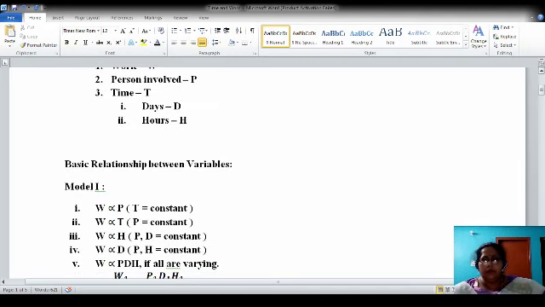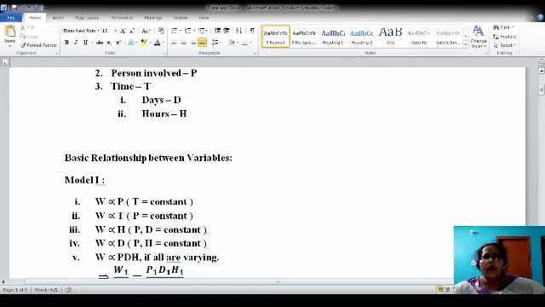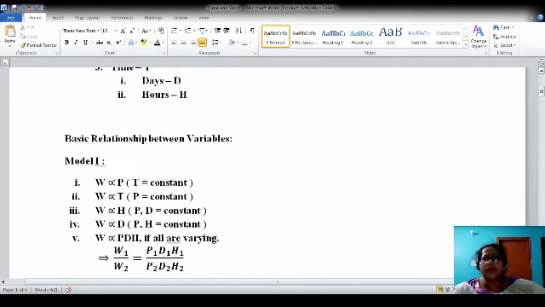And now, while solving problems, since W is proportional to PDH, this kind of formula will be useful. If in the first situation W1 amount of work is done by P1 persons in D1 days and H1 hours, and W2 amount of work is done by P2 persons in D2 days in H2 hours, then we have a relation like W1 by W2 equal to P1 D1 H1 by P2 D2 H2. If you remember this basic formula, we can do a number of problems in a very quick fashion.